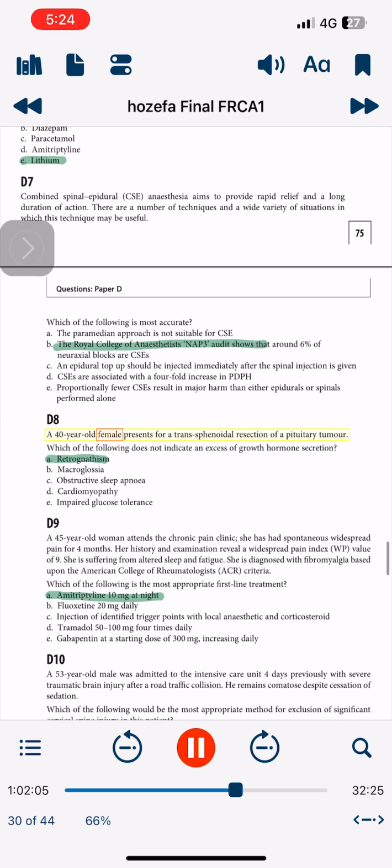A 40-year-old female presents for a transsphenoidal resection of a pituitary tumor. Which of the following does not indicate an excess of growth hormone secretion? A. Retrognathia. Obstructive sleep apnea.